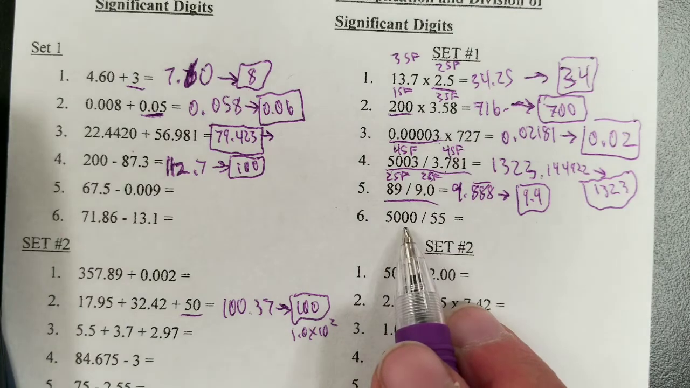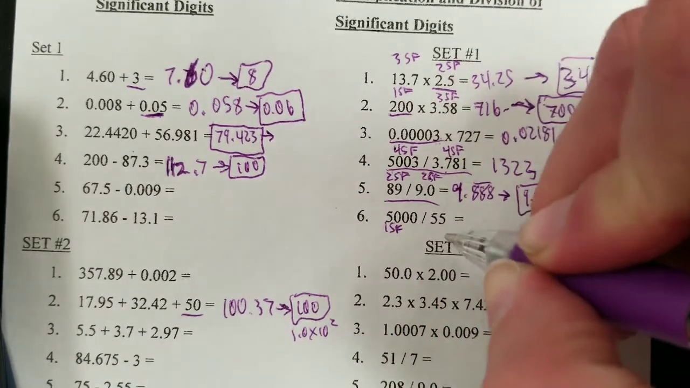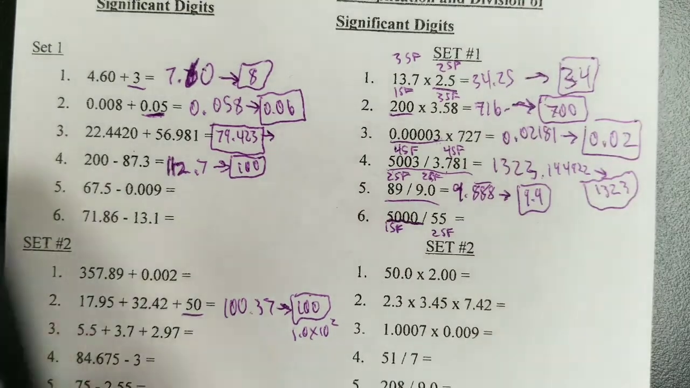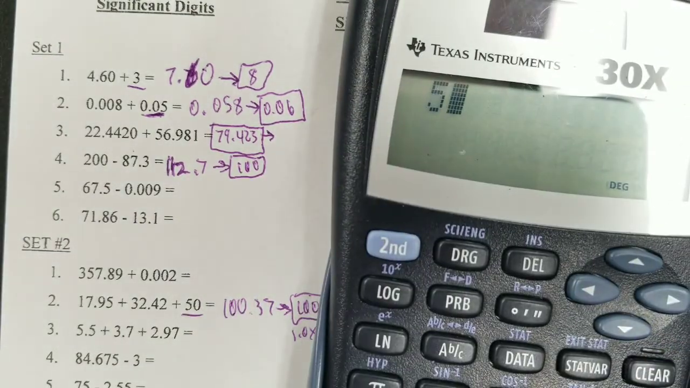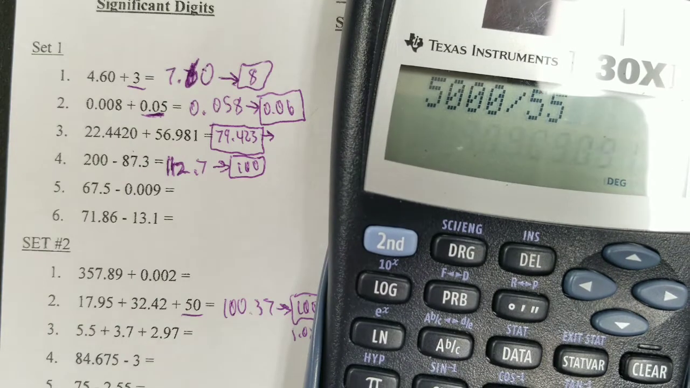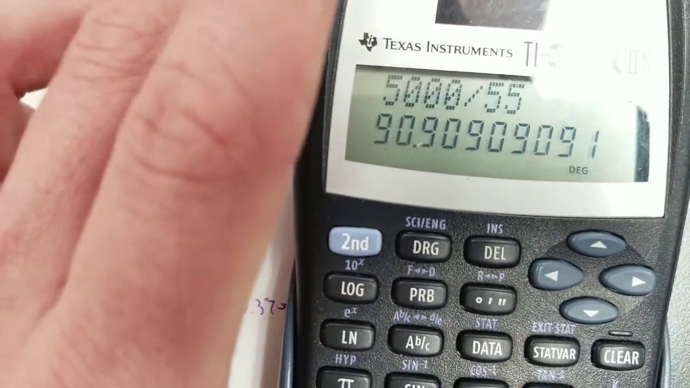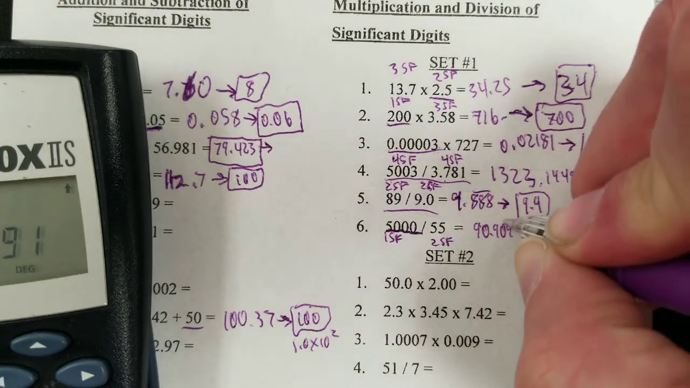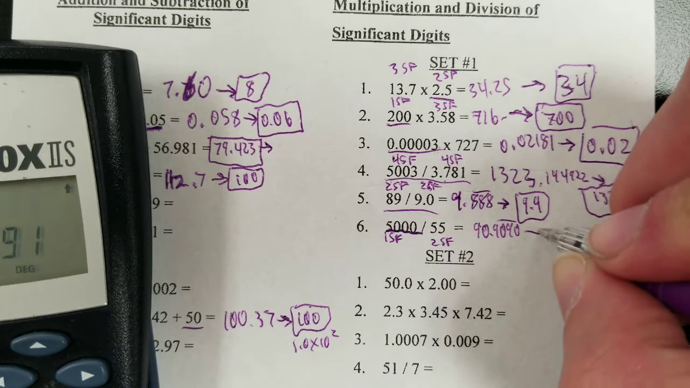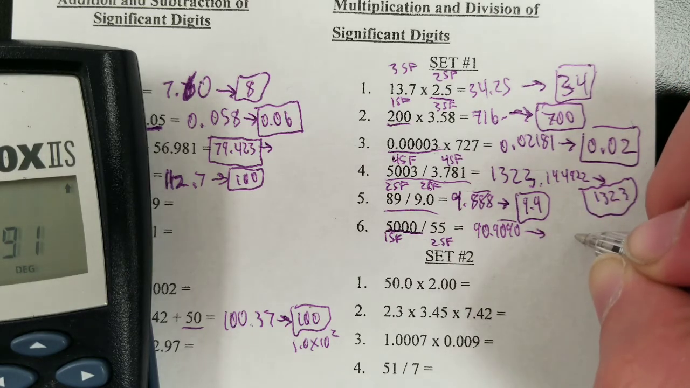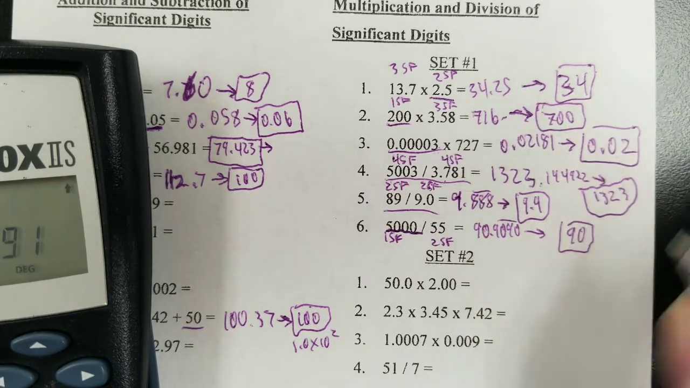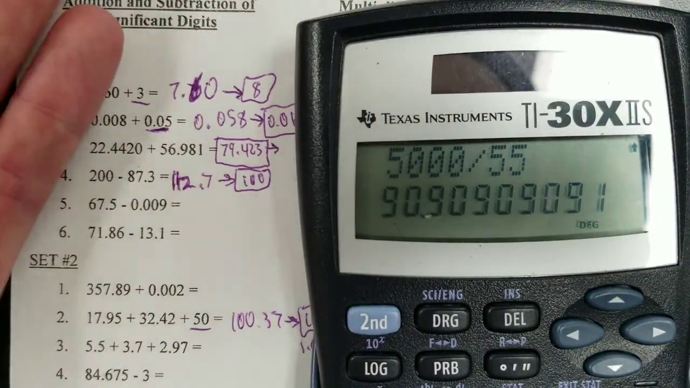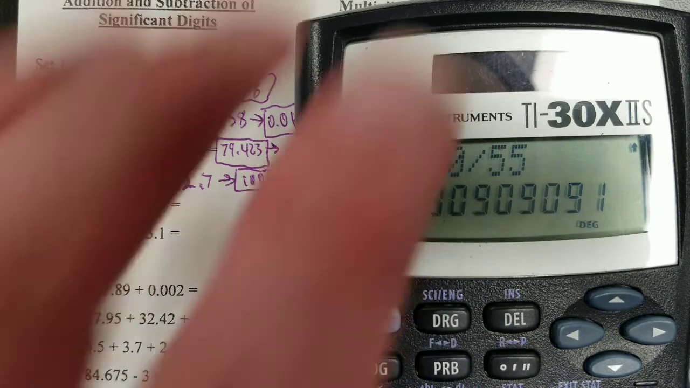Here, 1 significant figure, 2 significant figures. This is going to determine our rounding because it has fewer sig figs. 5,000 divided by 55 is 90.909090 repeating, which we're going to round to 1 significant figure, which is 90. If it was 2 sig figs, we would have rounded it to 91, but with 1 sig fig, we just call it 90.